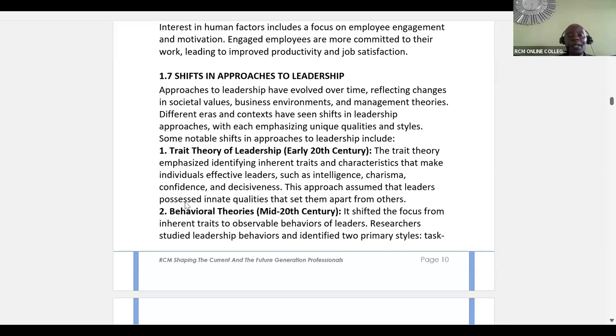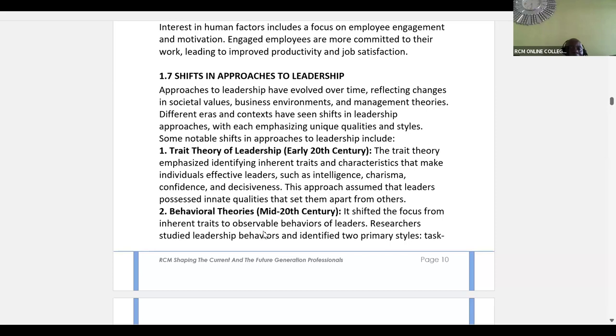So, trait theory of leadership. The trait theory emphasized identifying inherent traits and characteristics that make individuals effective leaders, such as intelligence, charisma, confidence, and decisiveness. This approach assumes that leaders possessed innate qualities that set them apart from others. This is an old school of leadership. Then we have behavioral theory. It shifted the focus from inherent traits to observable behaviors of leaders.